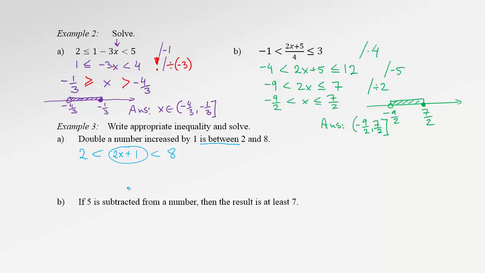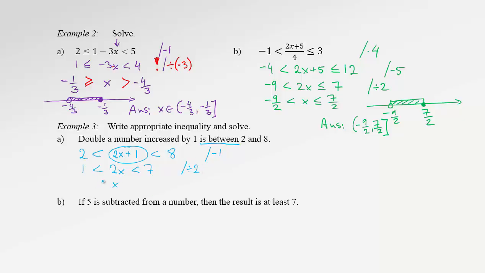You may want to finish this on your own and then double check with my answer. So we are subtracting 1 from all three sides. We get 1 smaller than 2x smaller than 7, and finally we divide by 2.